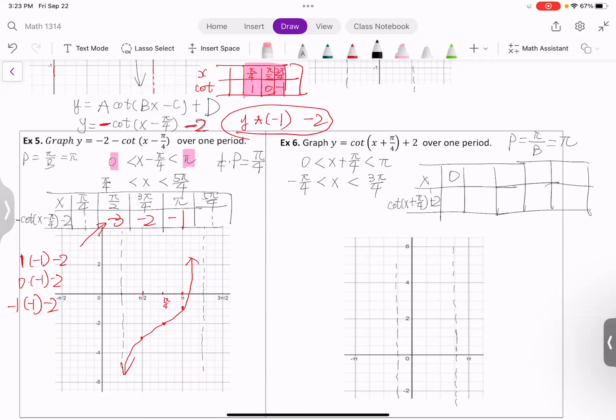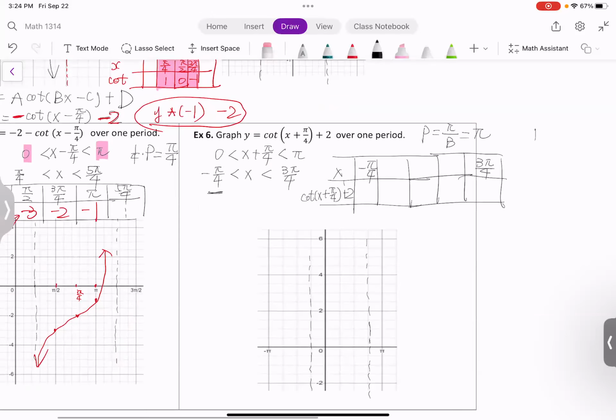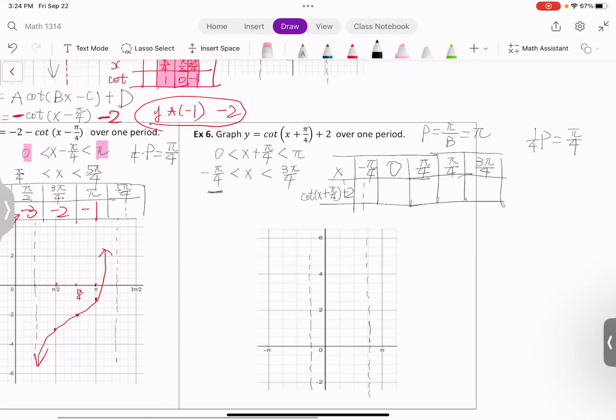First key point is, oh, not 0, because we have the horizontal shifting, x plus pi over 4. Move to the left, pi over 4 units. So the first key point is negative pi over 4. Last key point is 3 pi over 4. Based on the first key point, let's add 1/4 of the period. 1/4 of the period is pi over 4. So the second x value is 0, and then add pi over 4, add pi over 4. Okay, we found them.